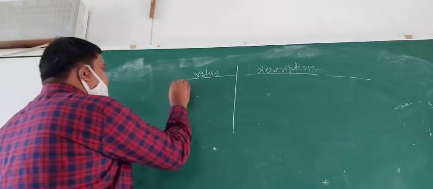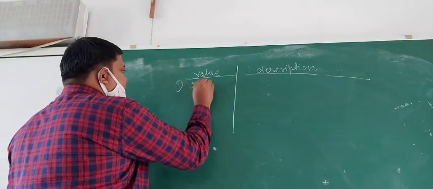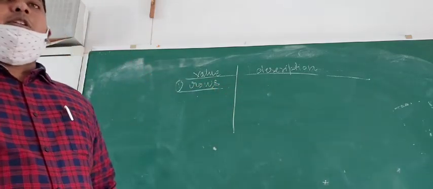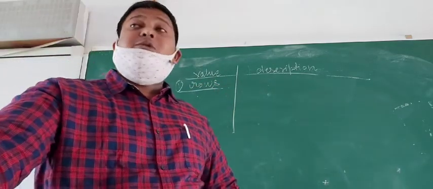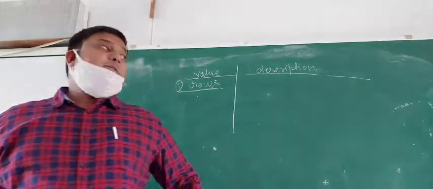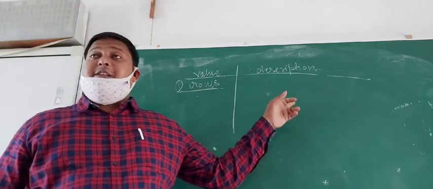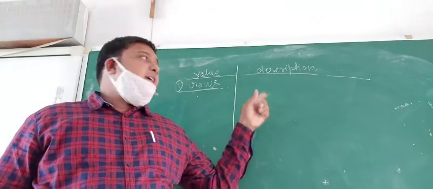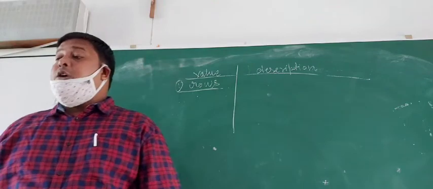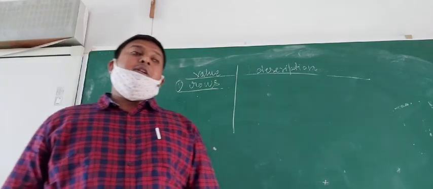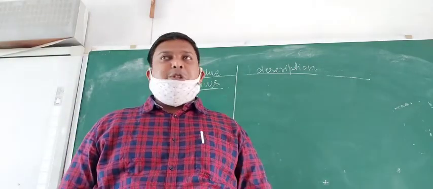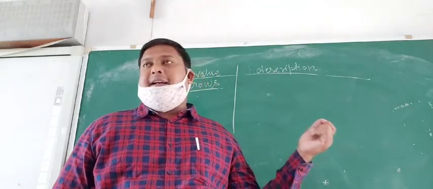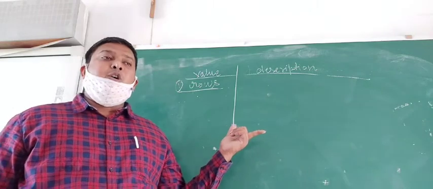And here the first value, what will you do? Rows. What will it do? Description: it displays the edge between the rows. Edge or border, both you can write. It displays the border between the rows. Yeah, you can write it displays the edge between the rows.